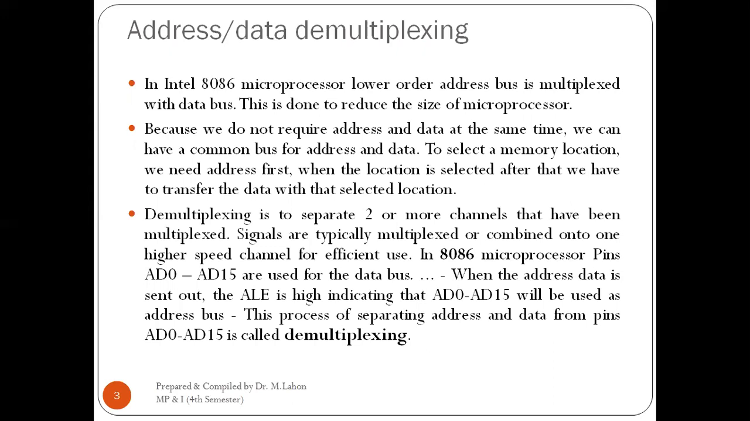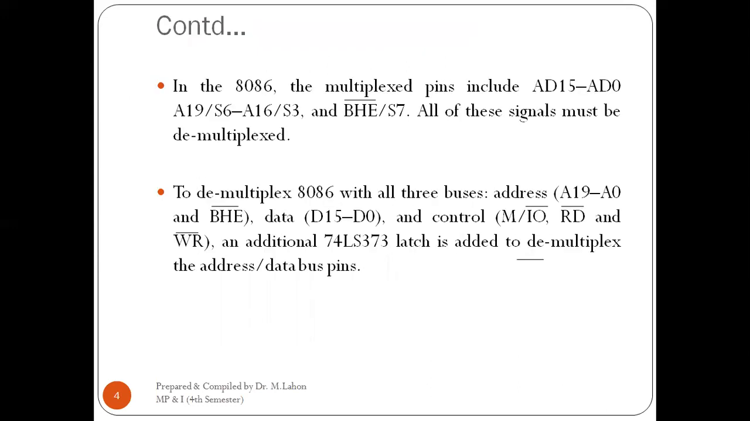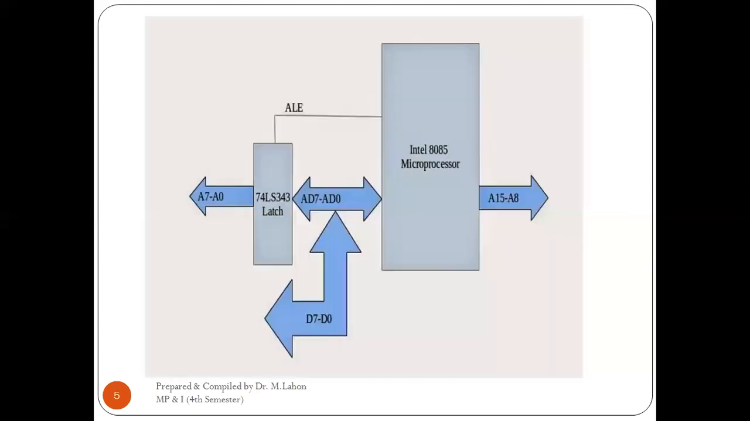When we need to separate the address and the data from these AD0 to AD15 pins, that process is known as demultiplexing. In 8086 some other multiplexed pins are there: AD0 to AD15, A19 to A16 and BHE bar. These pins are multiplexed pins. For demultiplexing, an additional 74LS373 latch is used. So we'll see a diagrammatic representation.